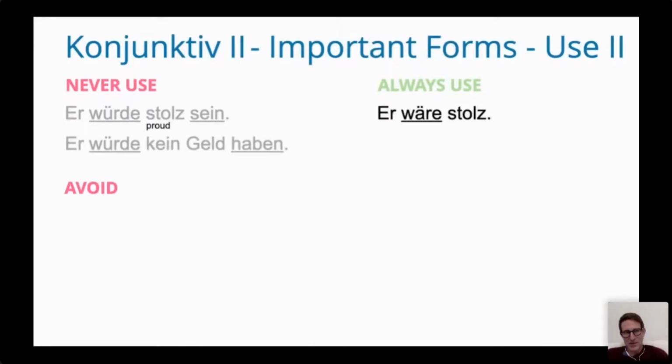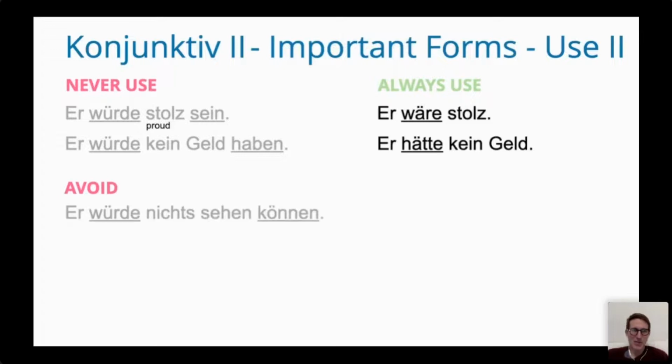Same with haben. You really don't use würde haben. You would say hätte. He would have no money. So you always use sein and haben in their strong forms. And the same with modal verbs. I just give you one example: würde nicht sehen können. You would say könnte nicht sehen. So with modal verbs, haben and sein, you don't use the würde.